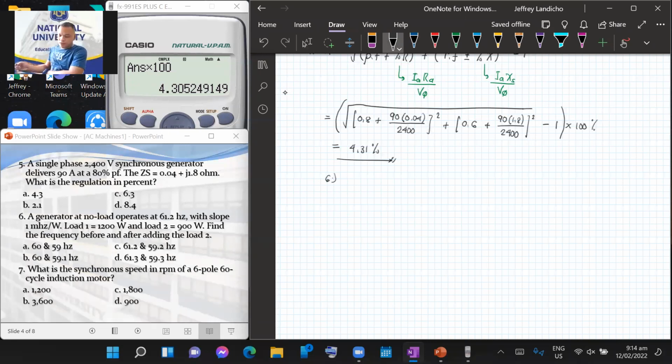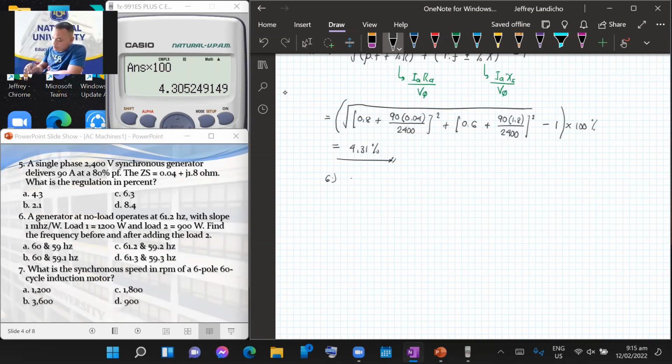So for number 6, a generator at no load operates at 61.2 hertz with a slope of 1 millihertz per watt. Load 1 is 1,200 watts and load 2 is 900 watts. Find the frequency before and after adding the load. So let us consider now problem number 16.